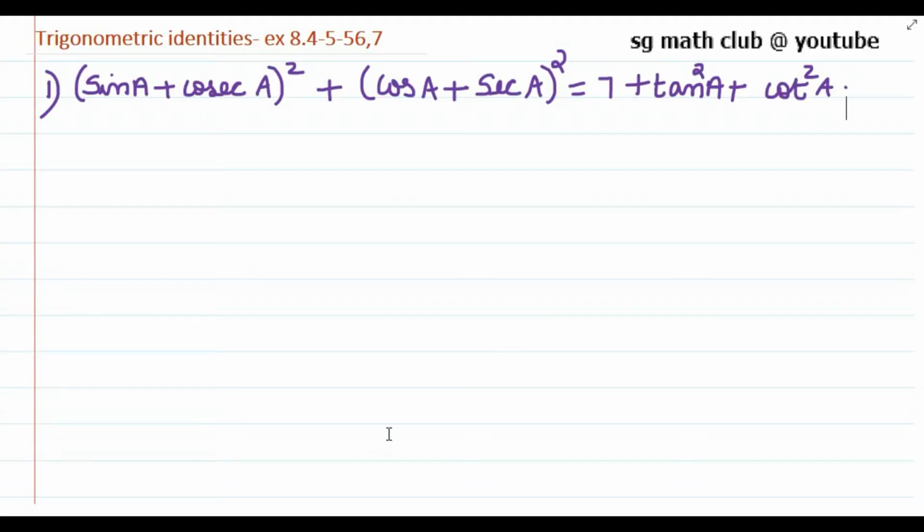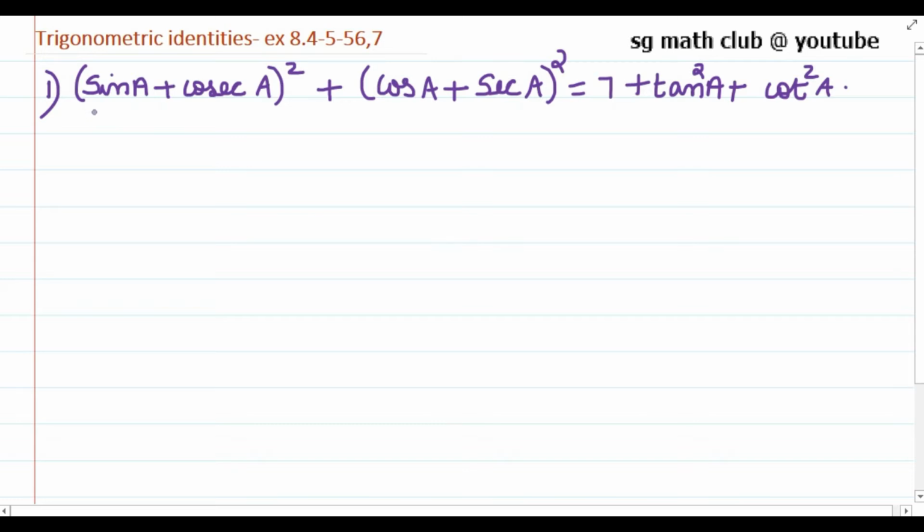We know the three trigonometric identities are sin square theta plus cos square theta equal to 1, 1 plus tan square theta equal to sec square theta, and 1 plus cot square theta equal to cosec square theta. In today's video, we will do some of the problems based on these trigonometric identities.